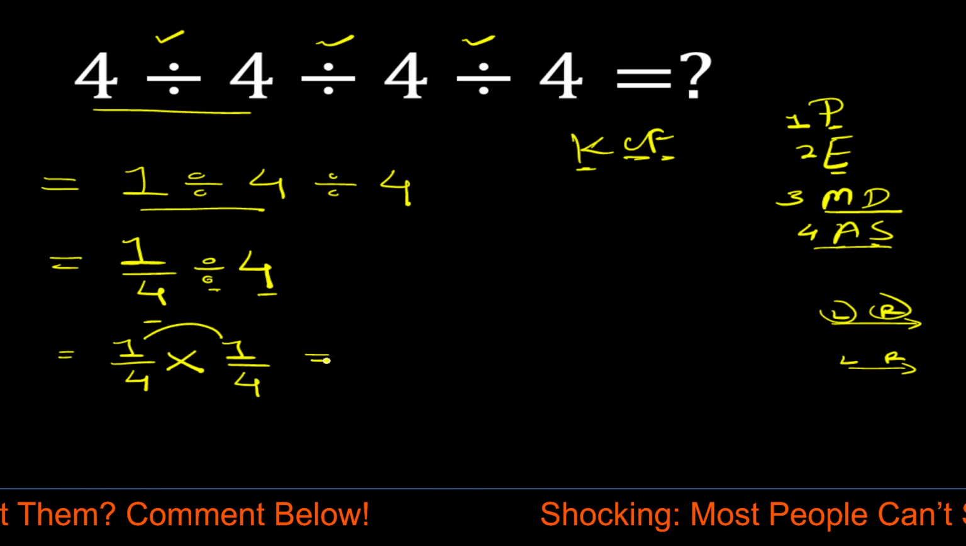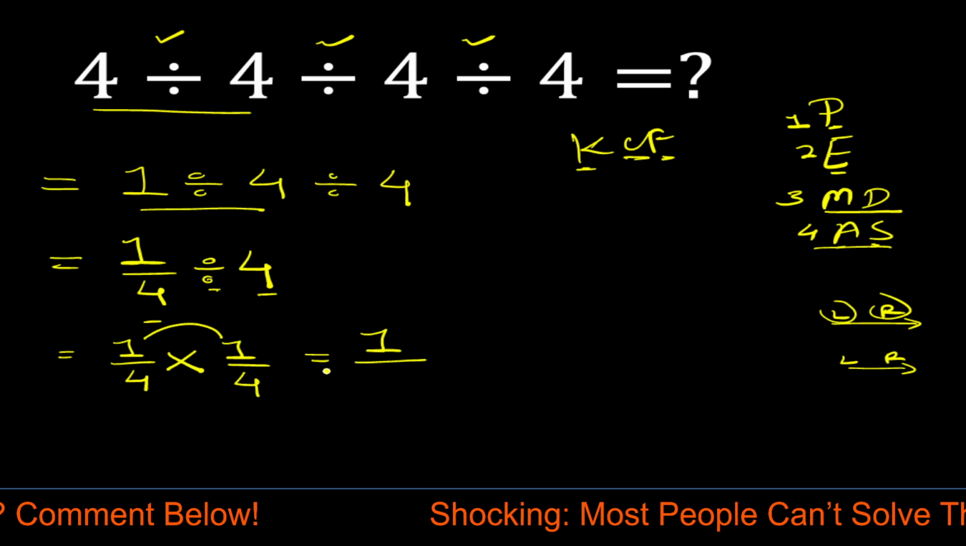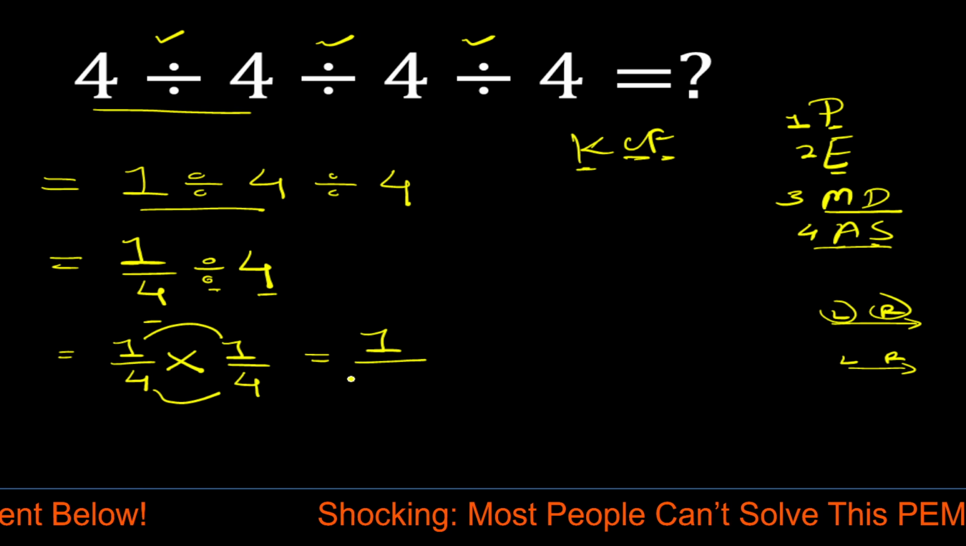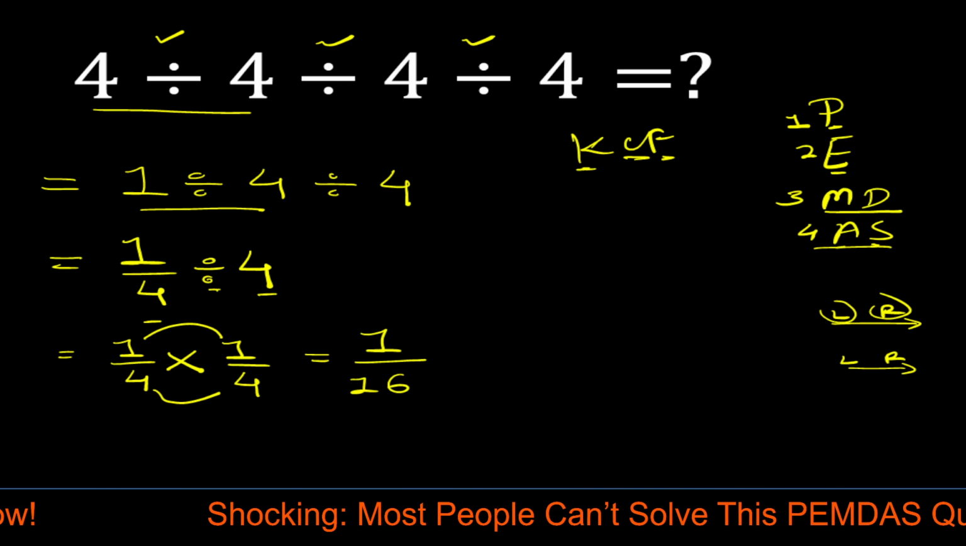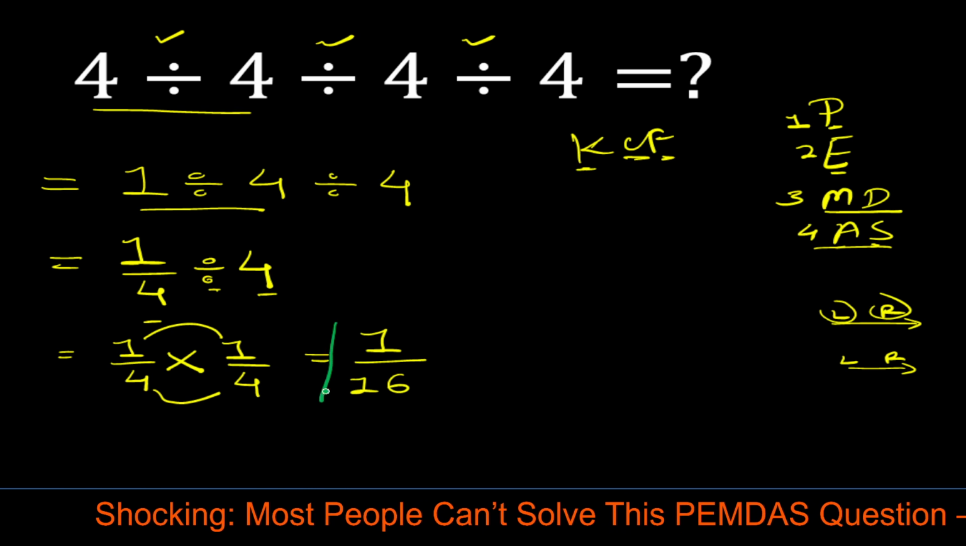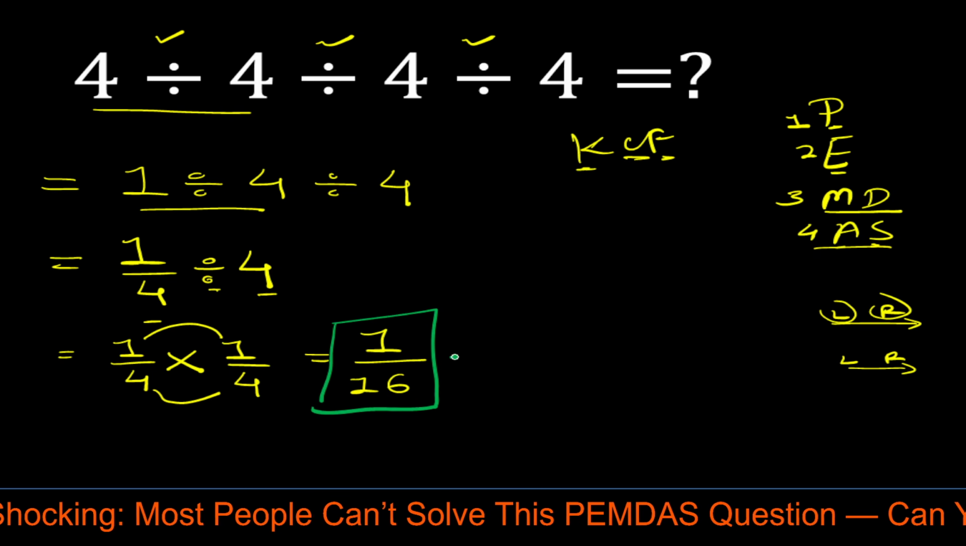Now 1 times 1 is equal to 1, right? Then 4 times 4 is equal to 16. So the correct answer is 1 upon 16, right?